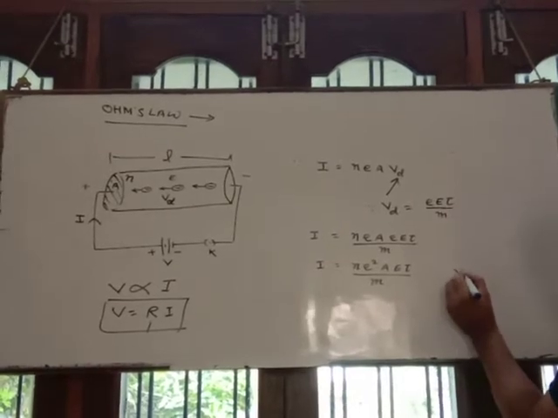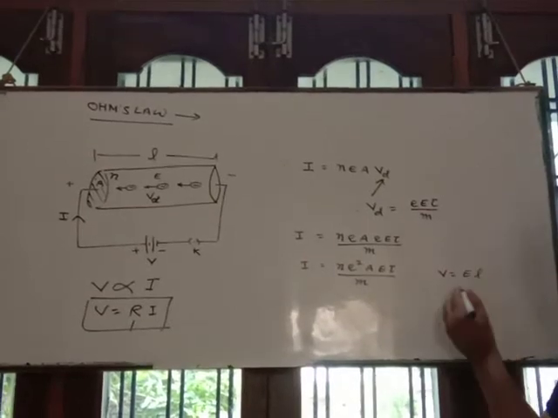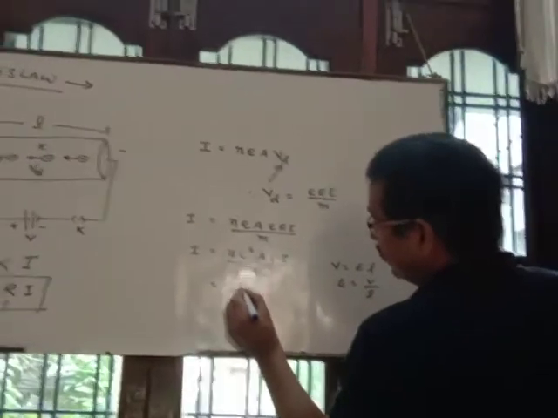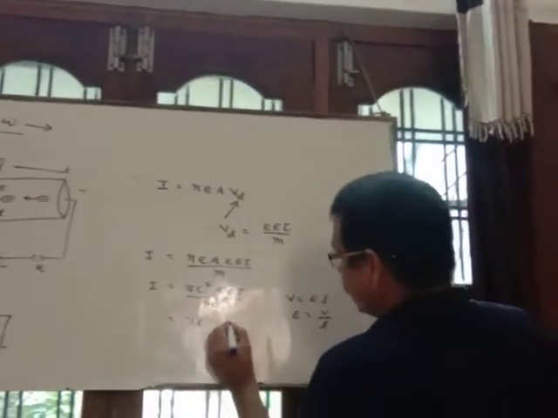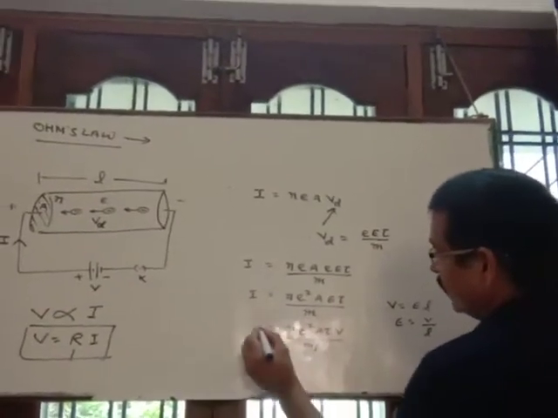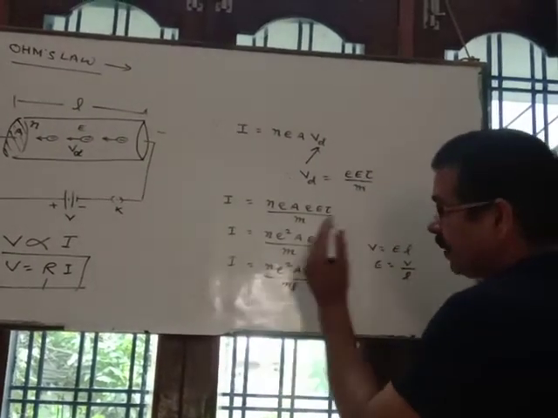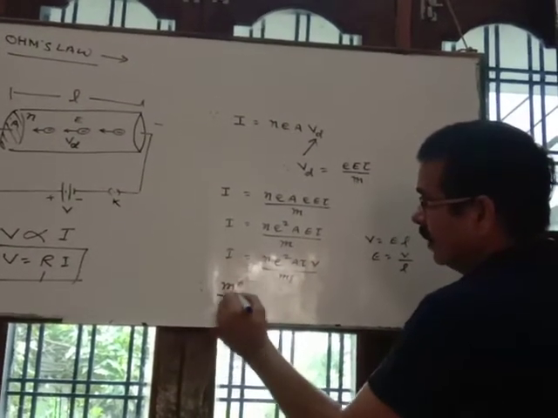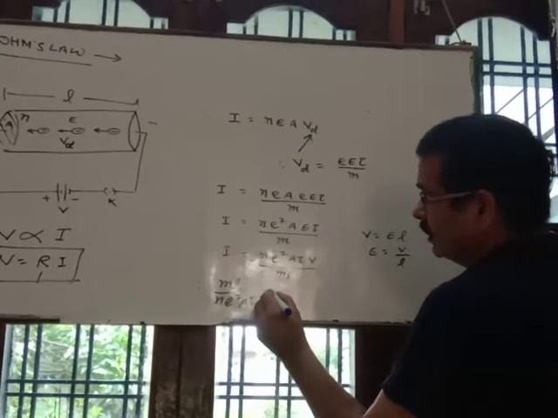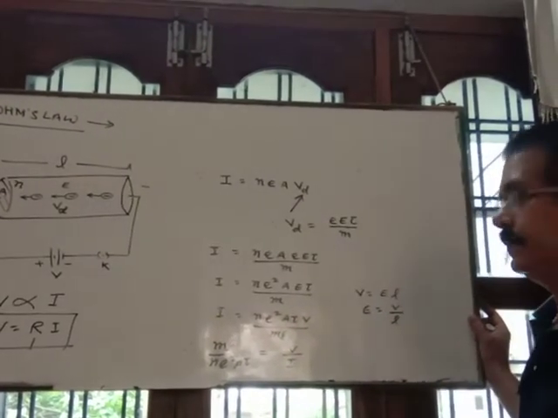But since V is equal to EL, where L is the length of the conductor, instead of E we can write V by L. This becomes n e square A tau V by mL is equal to I. Therefore, V upon I becomes mL upon n e square A tau, which is equal to V by I. Correct?